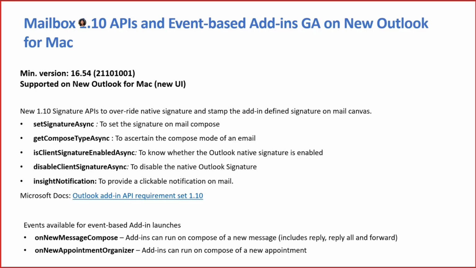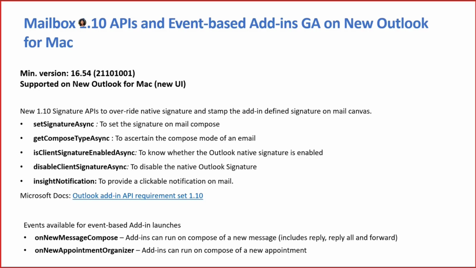We also have insight notification, which will allow you to show a clickable info bar or a clickable notification on the mail or event compose areas. And that's where the users can actually click on it and it can open the task pane for the users to take more actions on top of it. You can refer to the documentation around this in the API requirements set 1.10.